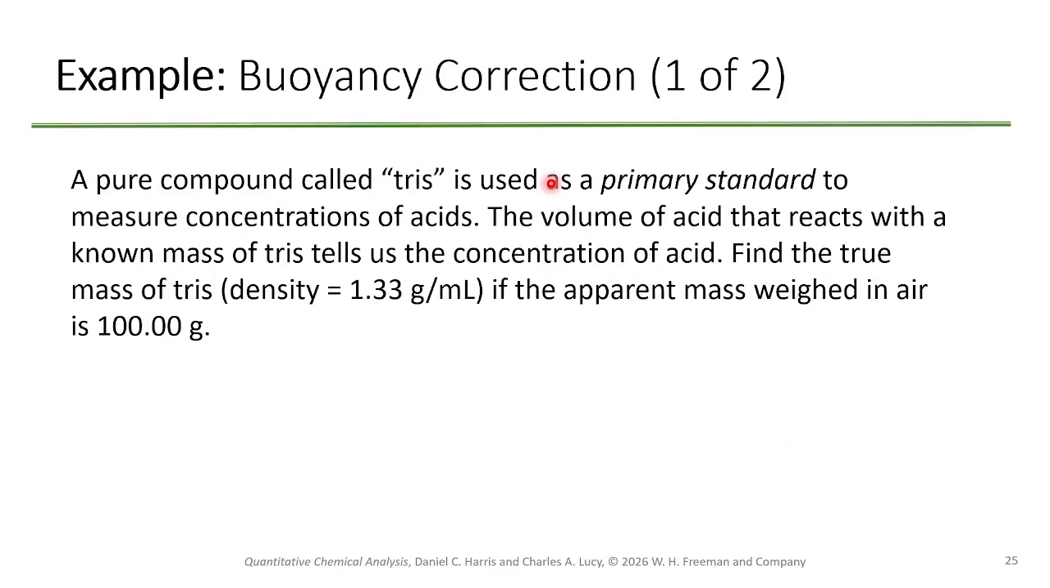So we have tris using its primary standard for measuring concentration of acids. The volume of the acid that reacts with the known mass of tris tells its concentration. We're going to find the true mass of this tris sample. So we have 1.33 grams per milliliter. That's the density. If we weigh it out and it says 100.00 grams, what would be the true mass? So we're going to take that buoyancy formula.